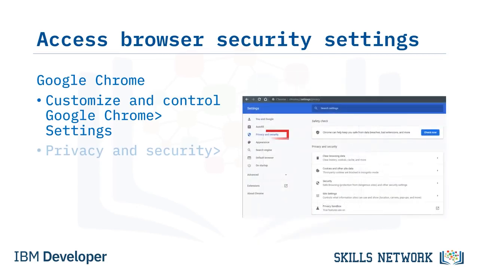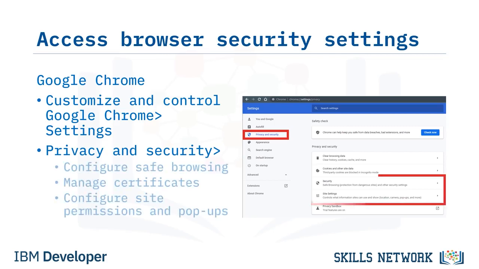Then you can select Privacy and Security from the left navigation menu, and from here you can configure several settings, including configuring safe browsing options, managing certificates, and configuring site settings such as site permissions and pop-ups. You can also navigate directly to this settings page by browsing to Chrome://settings/privacy in the address bar.